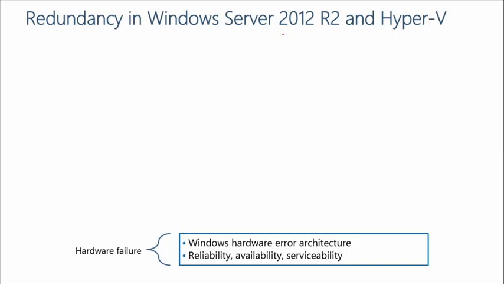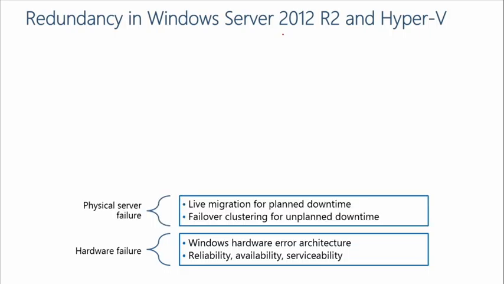First of all, for hardware failure, you cannot prevent hardware failure. You can only have two of them and have a standby for when it does happen. But there's some framework within Windows for being able to hot add memory and hot add hard drives, so that when things happen, you don't have to go down to recover from it. You can just recover from it. Within the physical server, live migration handles planned downtime and failover clustering handles unplanned downtime.